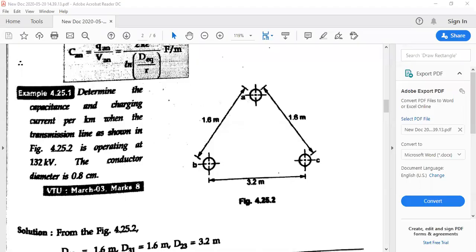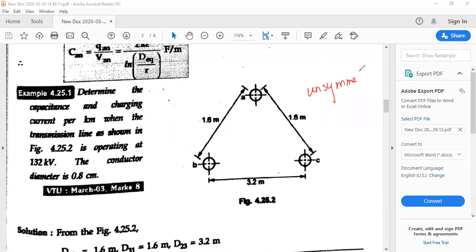Yes, hello everyone. Today we are going to start with a new topic, which is on the numerical problems on capacitance of three phase with symmetrical spacing and unsymmetrical spacing. So the first problem that we are going to deal with today is regarding the unsymmetrical spacing.